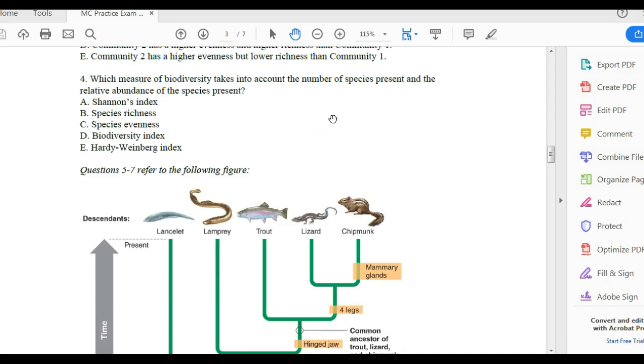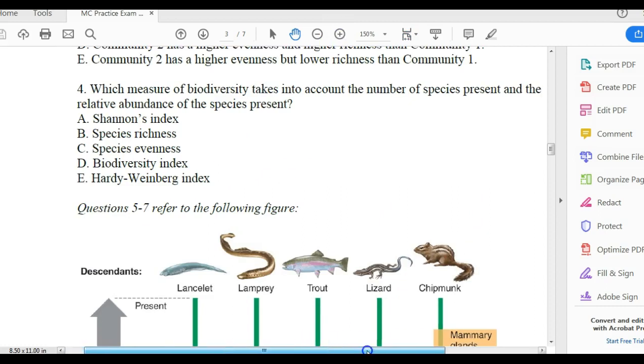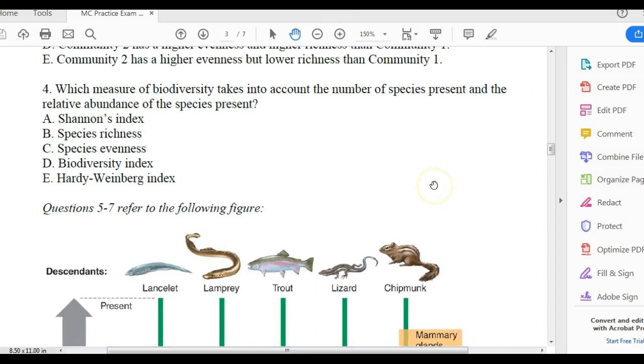All right, so number 4, let's look at number 4. It says, which measure of biodiversity takes into account the number of species present and the relative abundance of each species? So we have Shannon index, species richness, evenness, biodiversity index, or Hardy-Weinberg index. What measures the number of species and the abundance of each species, which is a full measure of biodiversity?